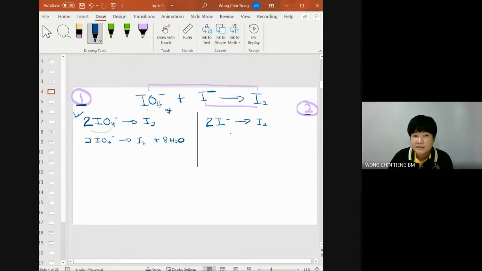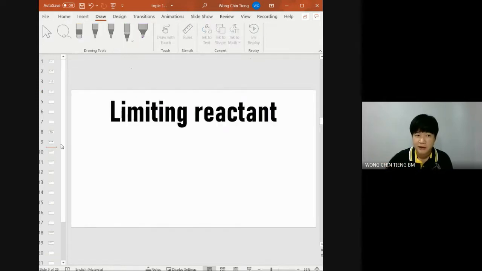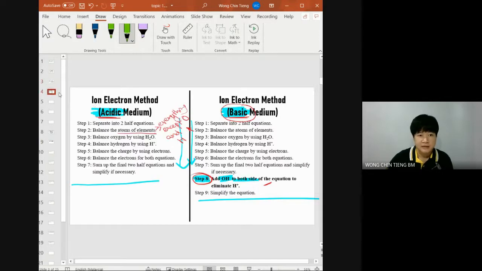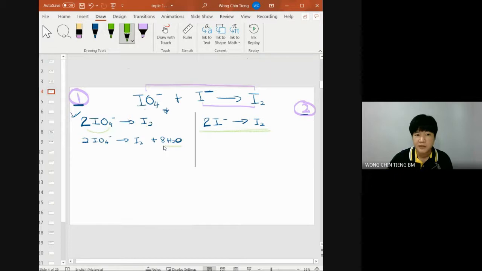No changes guys. Why no changes? Tak ada O. Tak ada O duduk kiri, tak ada O duduk kanan, tak payah gatal. Okay? Kita akan check. Setiap step yang kita ada tu, kita akan check for both equation. Kiri kanan kita akan check semua. Tapi kalau ada perubahan, kita tambah. But if there is no changes, then kita tak akan tambah lah. Kita akan biar je. Don't do anything. Okay? And then the next step.